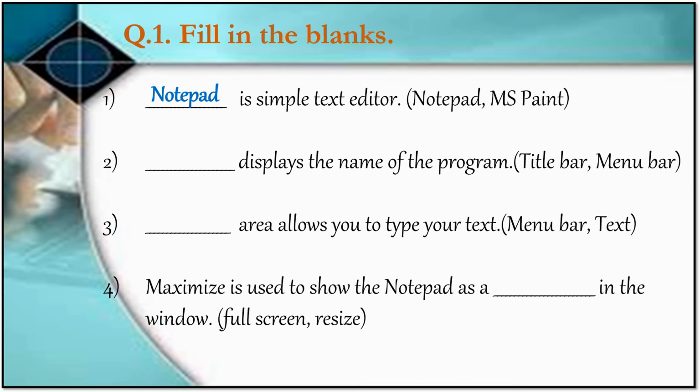Afterwards, the second one is: dash displays the name of the program. The options are title bar and the menu bar. Which one is the correct answer? Here also the first option, that is title bar. Now the third one, fill in the blanks: dash area allows you to type your text. Which one is the correct option? Options given were menu bar and text. The second option was right, that is text. Text area allows you to type your text.